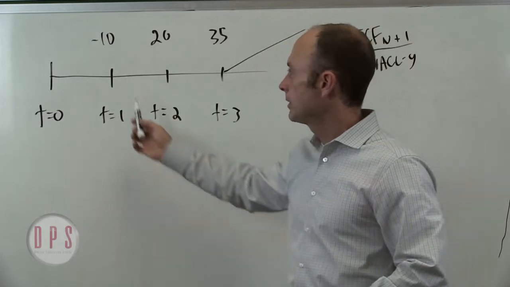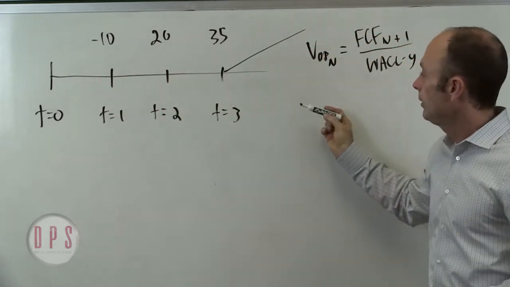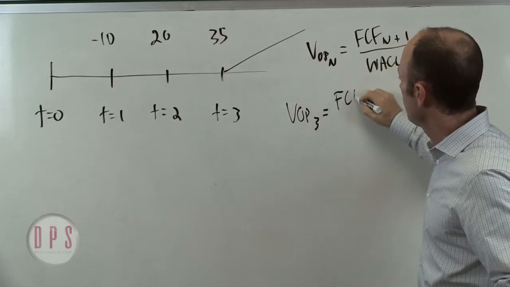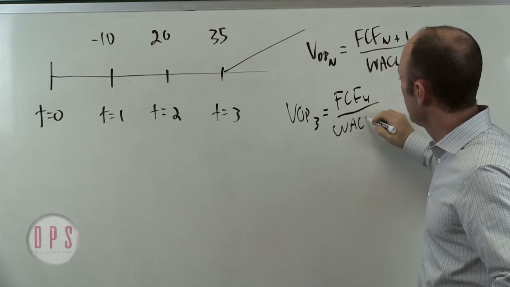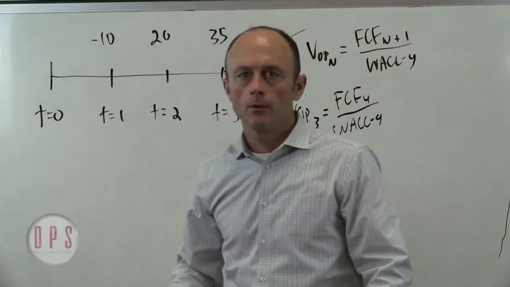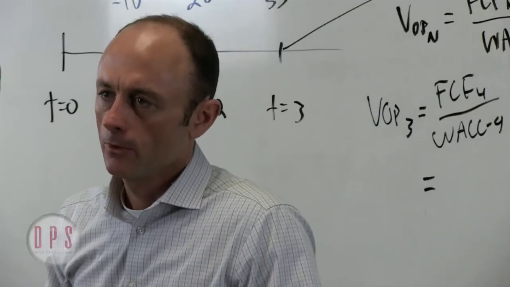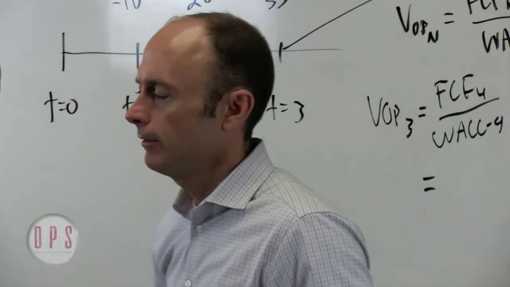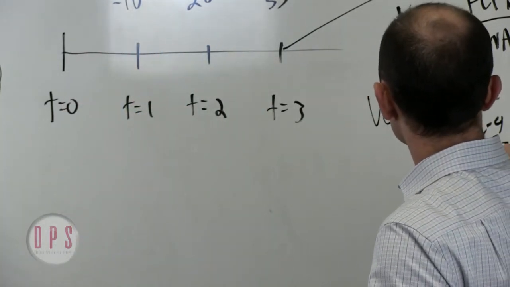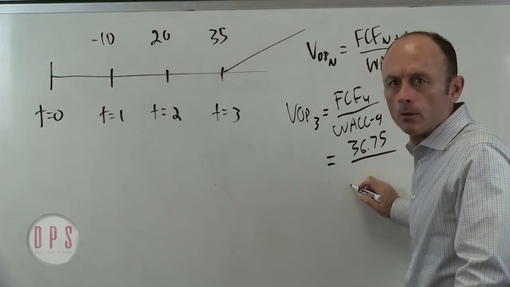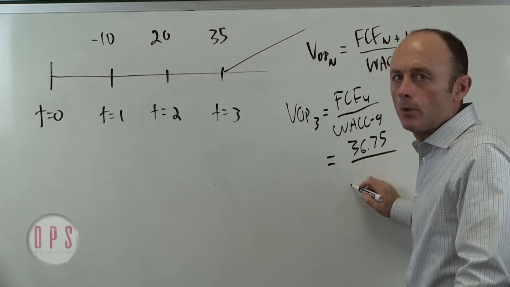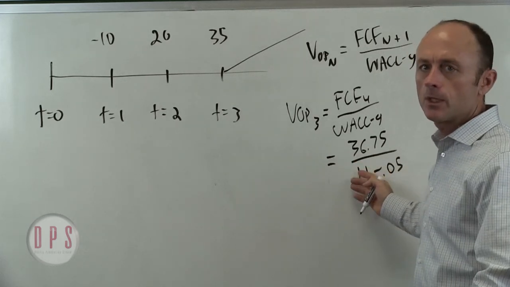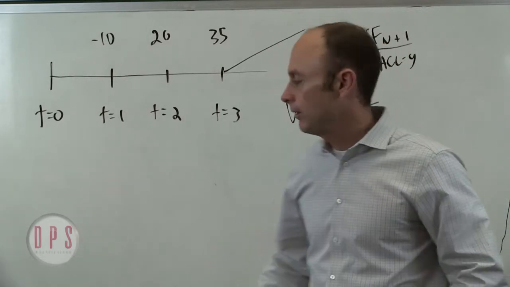So here we go. If we take the value of operations at period 3, set it to free cash flow 4 divided by WACC minus G. Free cash flow at 4 would be equal to the free cash flow at 3 times 1 plus G, which gives us 36.75 divided by the WACC, which is 0.11 minus 0.05, and this comes out to 612.5.